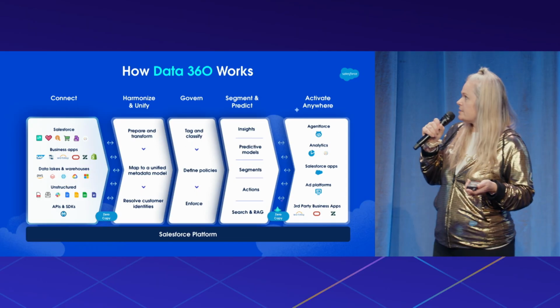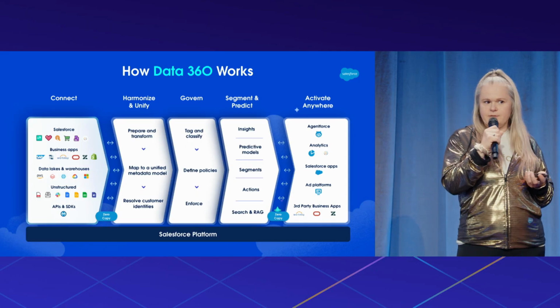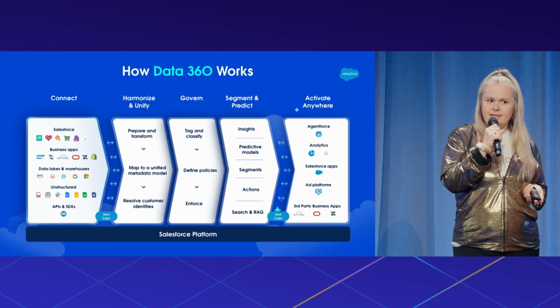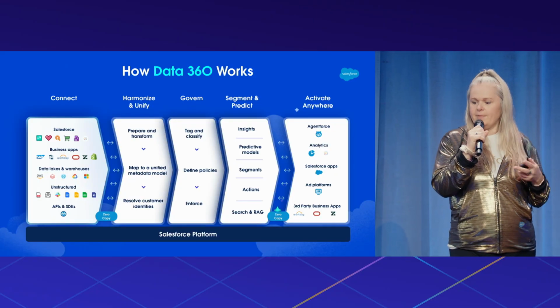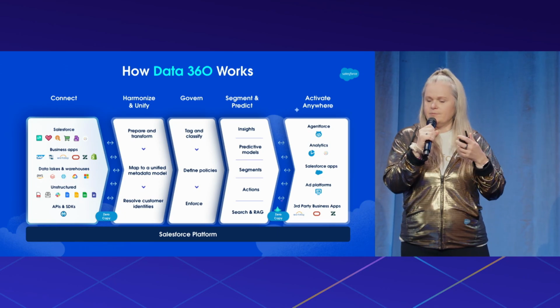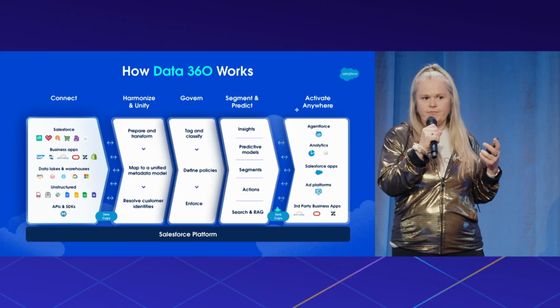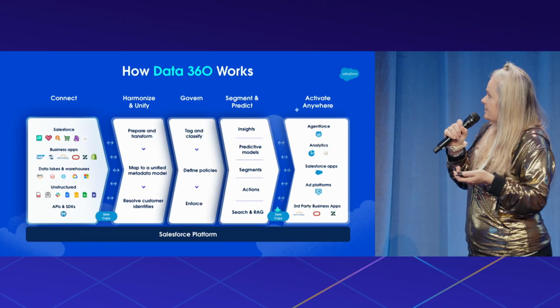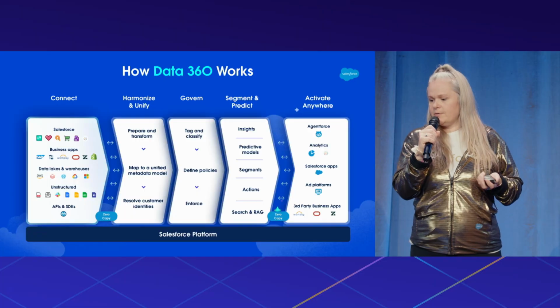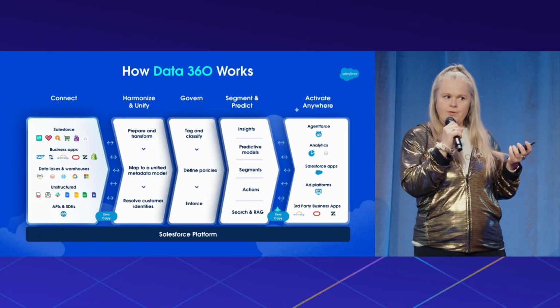So how it works. First, you're going to connect to your different data sources, and you're going to create data streams. Then you're going to bring that data into Data Cloud, Data 360, and harmonize and unify that data. Then you're going to govern it. Then you might want to do things like segment it and then use it for predictions. And then you're going to activate it to your different targets, so things like Agentforce or Tableau or other Salesforce apps or other third-party apps.